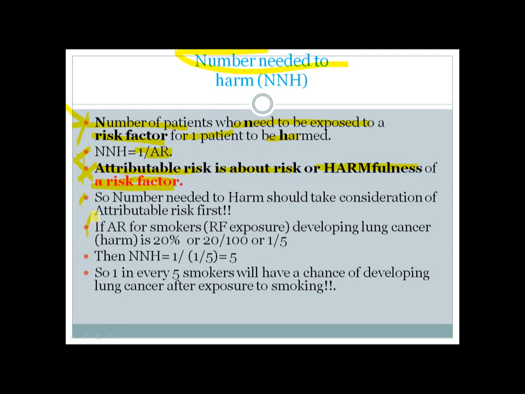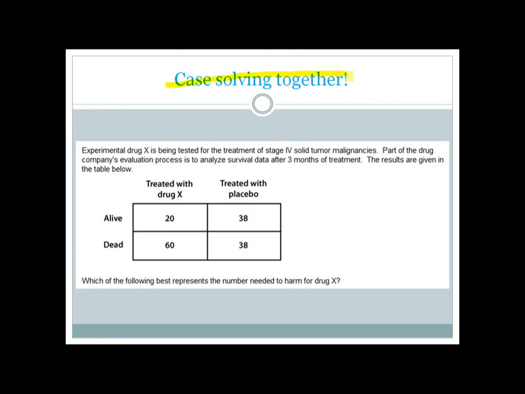Suppose the AR for smokers, or risk factor exposure, developing lung cancer is 20%, or 1 in 5 people. Then NNH should be 1 by AR, which is 1 by 1 by 5, and it will come out as 5. So 1 in every 5 smokers will have a chance of developing lung cancer after exposure to smoking. So I think it makes clear for you to understand the importance of NNH and its use. So let's solve a case together to get a real idea of what NNH and NNT really mean.